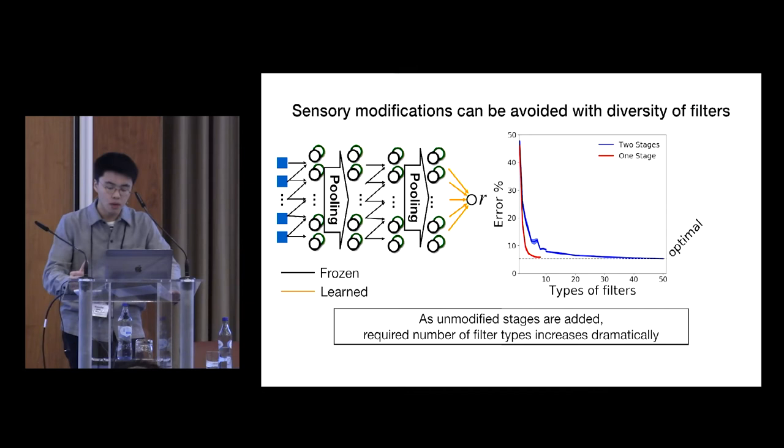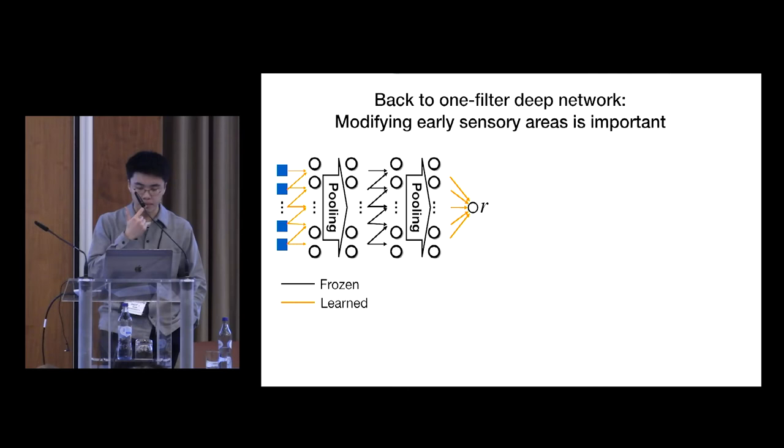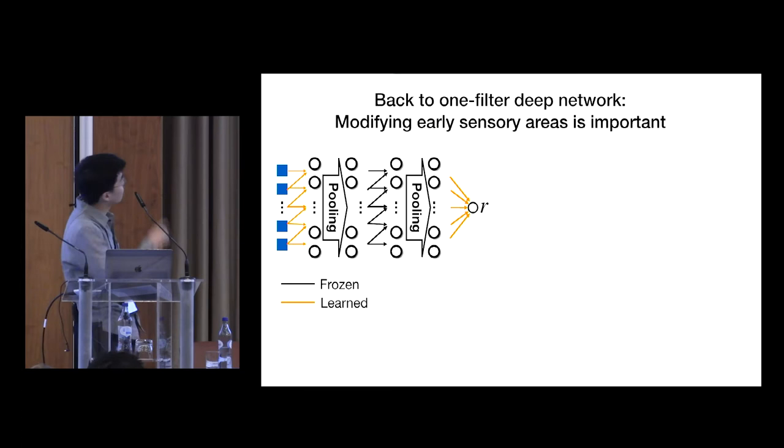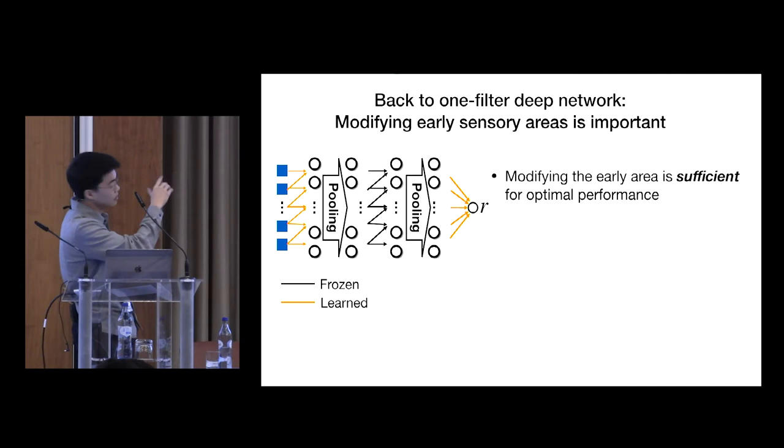And when modifications are just unavoidable, which areas should you modify, right? So let's look at this simple one-filter network where we basically have an early stage and a late stage, and the readout. It turns out that if you just modify the early stage, not the middle stage, and the readout, of course, you will be able to recover optimal performance. So modifying the early stage of your processing is sufficient. In fact, that's something you can show mathematically.